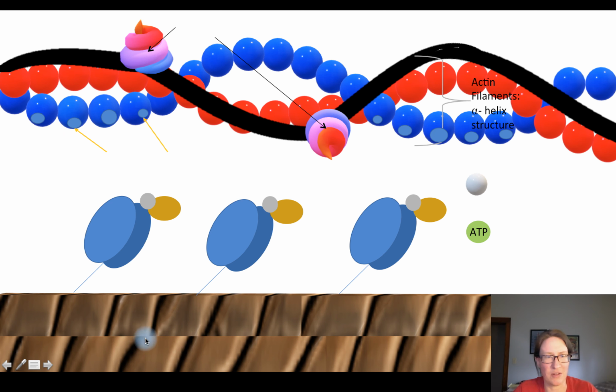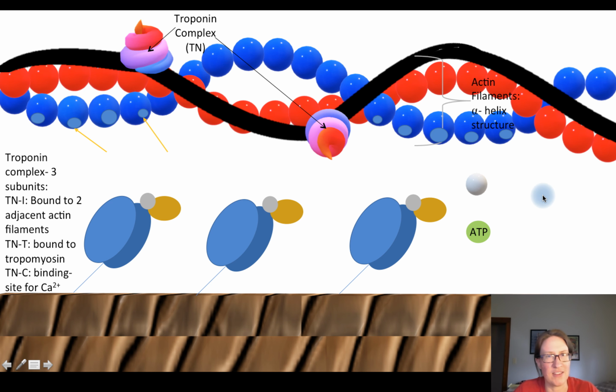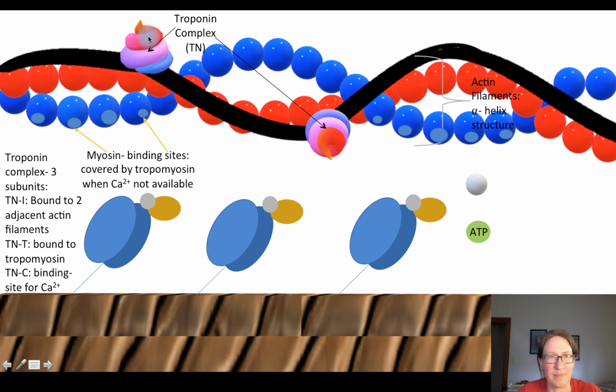So we've got myosin down here on the bottom. We've got actin up here, illustrated as the two filaments with an alpha helix structure. And I've also highlighted their illustration for the troponin complex, which is composed of three subunits. So the I subunit, which is bound to the two adjacent actin filaments. The T subunit, which is bound to the tropomyosin you see running along here in black, and then the C subunit, which contains the binding site for calcium.